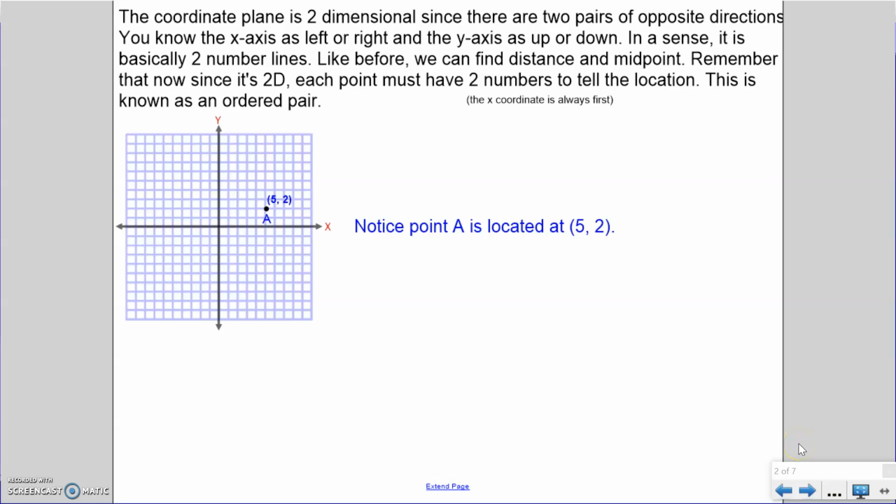So the coordinate plane is a two-dimensional plane. Since there are two pairs of opposite directions, you know the x-axis as left or right, and the y-axis is up or down. In a sense, it is basically two number lines. Like before, we can find the distance and midpoint. Remember that now, since it's 2D, each point must have two numbers to tell its location. This is known as an ordered pair. Also remember the x-coordinate comes first. So in this picture, notice point A is located at 5, 2 because it went right 5 from the origin and up 2.